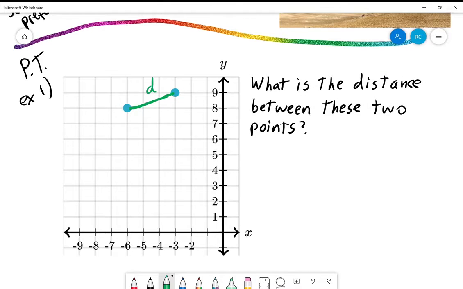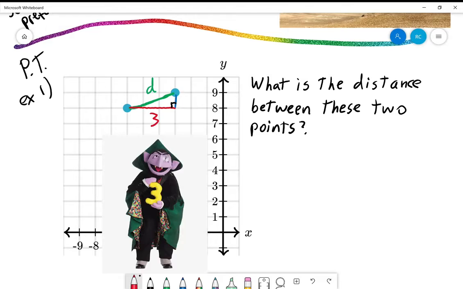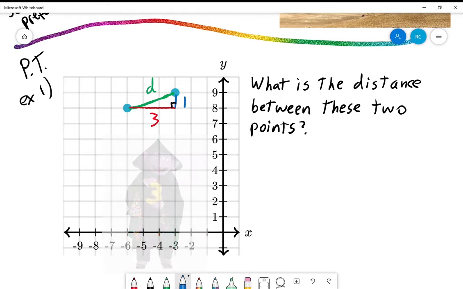So instead, what I'm going to do is make a right triangle with sides that I know. I have this tiny right triangle here, and this bottom side is how many units? Well, it goes from -6 to -3, but we could just count 1, 2, 3. And up this side is 1. And now that we've turned this into a right triangle, we can apply the Pythagorean theorem.